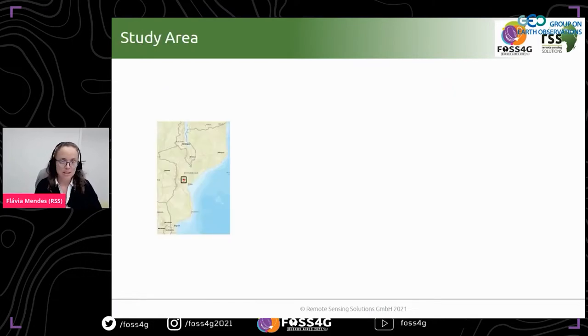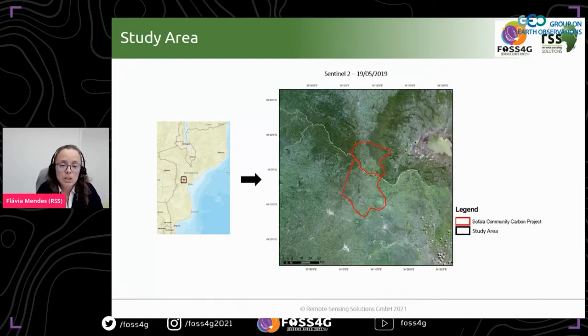So let's go to Mozambique now, not on the beach that I heard is very beautiful, but in the countryside of the country. Our study area is more or less in the center of Mozambique in the Sofala region. Here I'm going to show you the area we were analyzing. You can see a Sentinel-2 image from May 2019. This whole area that you are seeing with the Sentinel-2 image is the study area. And the polygon with the red lines is the Sofala Community Carbon Project, where the project was implemented with the agroforest systems. We chose a big area, of course, to try to understand what is going on inside the area of the carbon project and also outside, and see if we can see any impact.